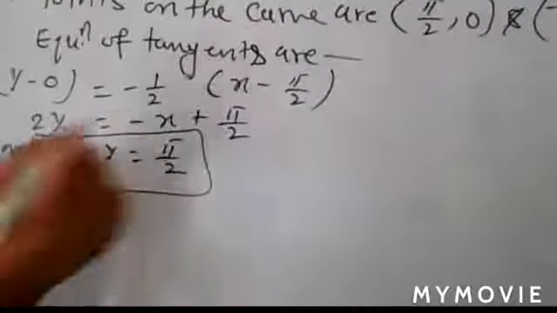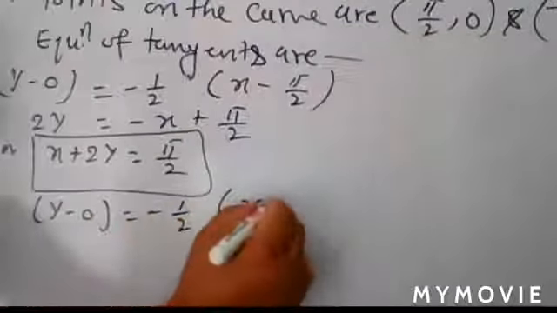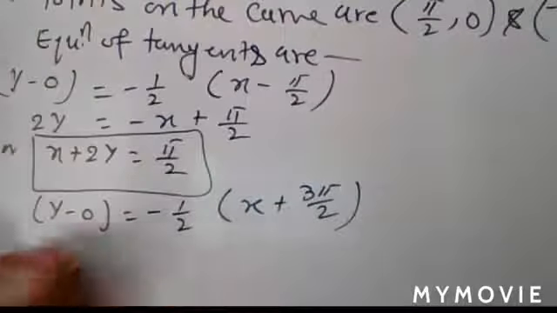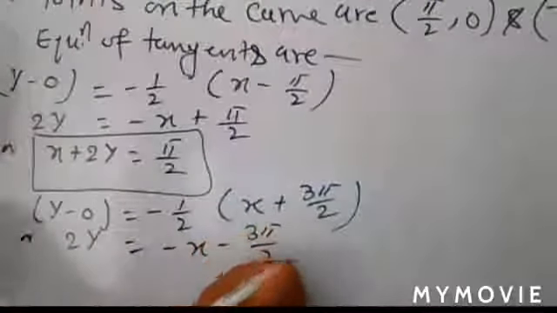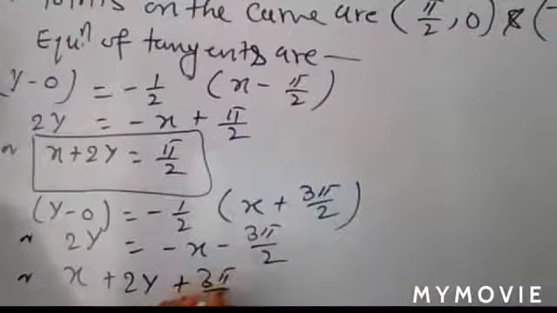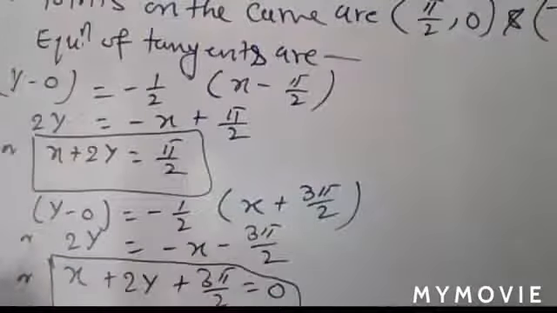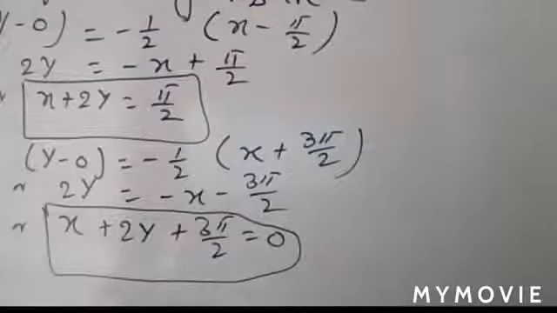In the same way, for the second one, you have y minus 0 is equal to minus 1 upon 2 into x plus 3 pi by 2. Understand? So 2y is equal to minus x minus 3 pi by 2, or you can write x plus 2y plus 3 pi by 2 is equal to 0. That is your second equation. In this way you can find the equation of the tangent which satisfies the given condition. That question is also very important and was asked in 2016 and 17.